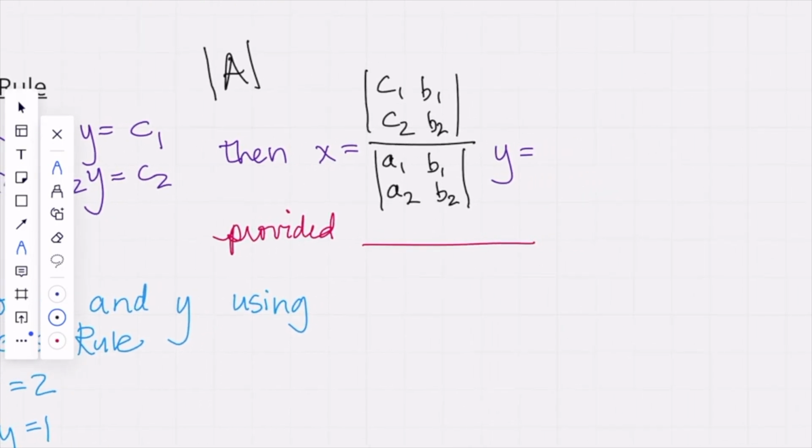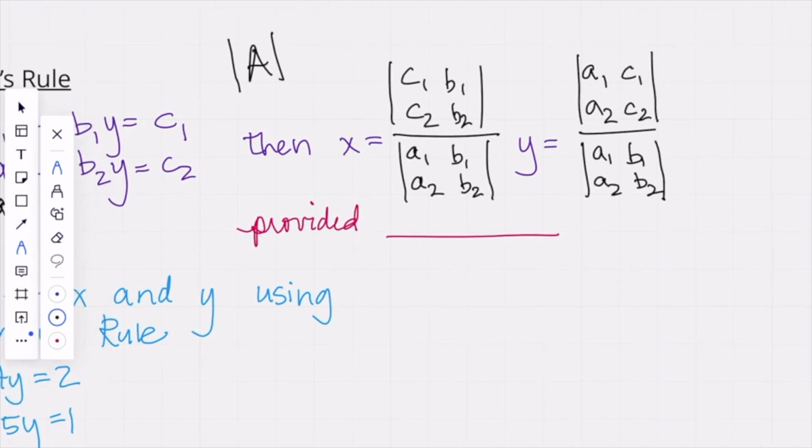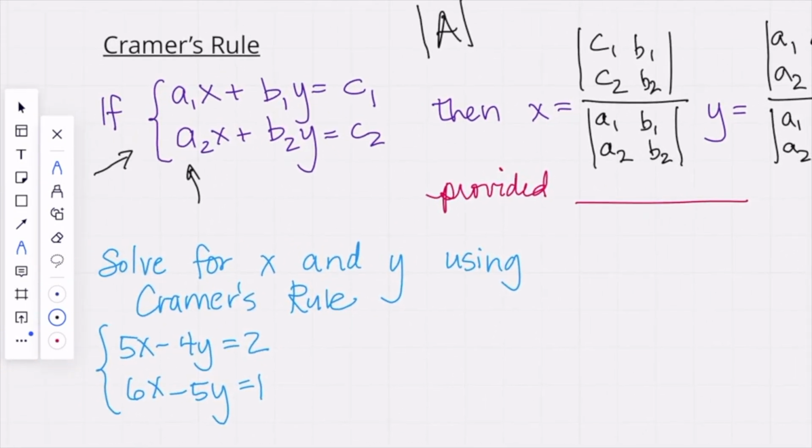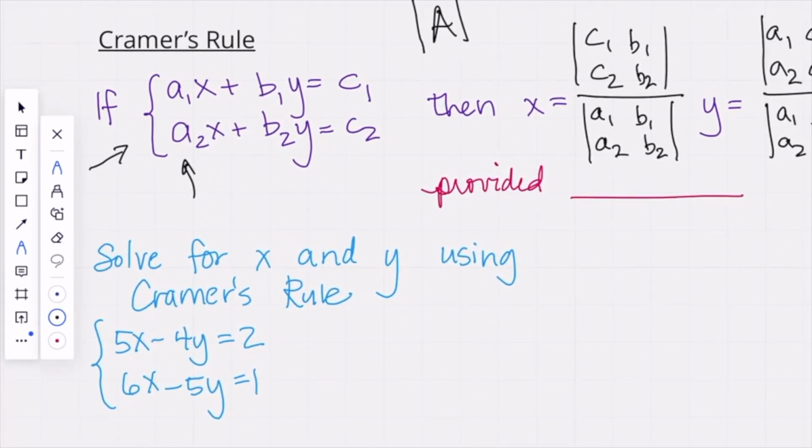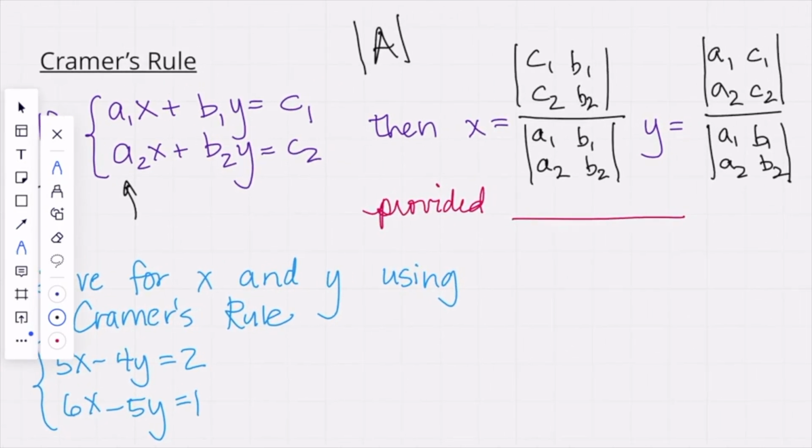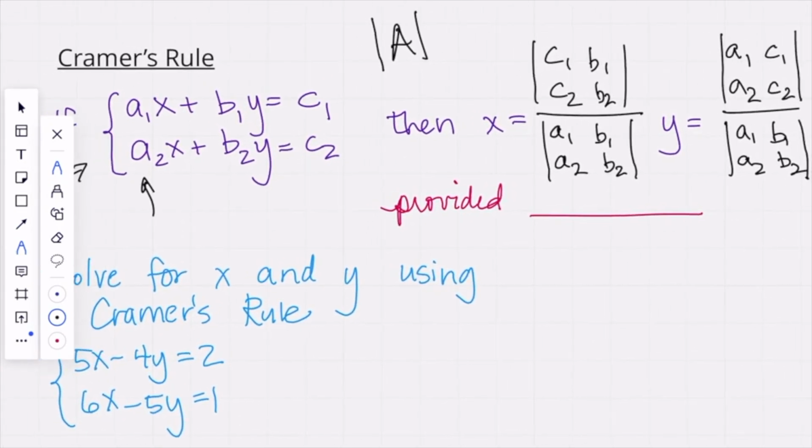And then for the y values, we're going to do the same thing. The bottom is going to be exactly the same, just the determinant of the coefficient matrix. But the top, we're going to leave the coefficients of x alone this time, and we're going to replace the coefficients that go to y. So C1 and C2 go there instead. And when we find those determinants and simplify those fractions, then we're going to get the x and y value that satisfies the equation.